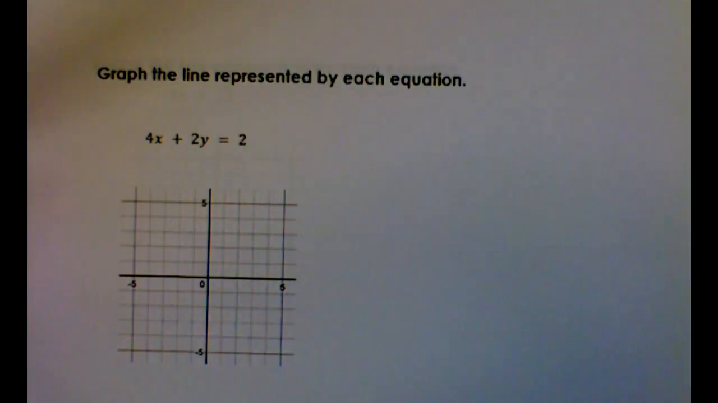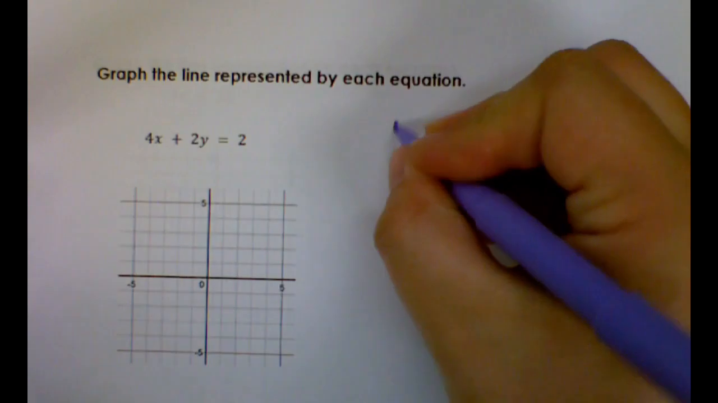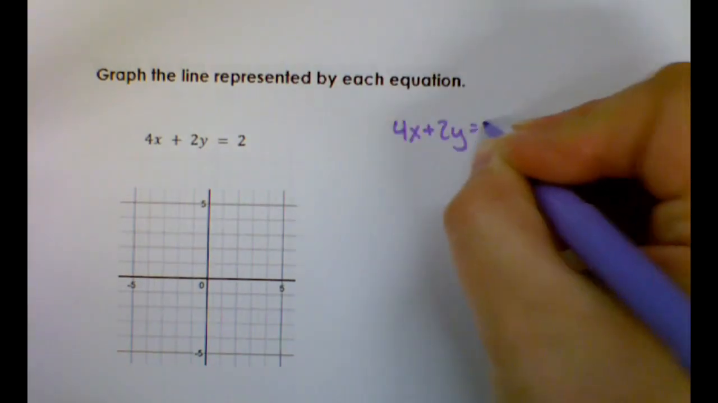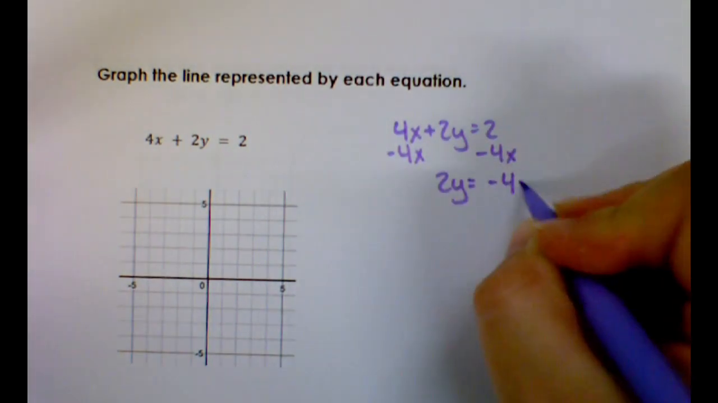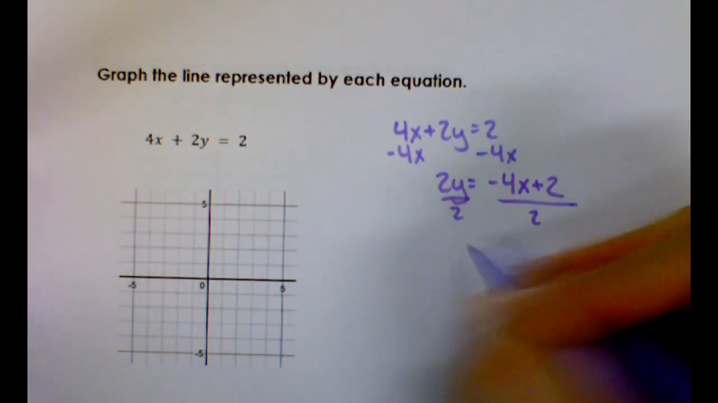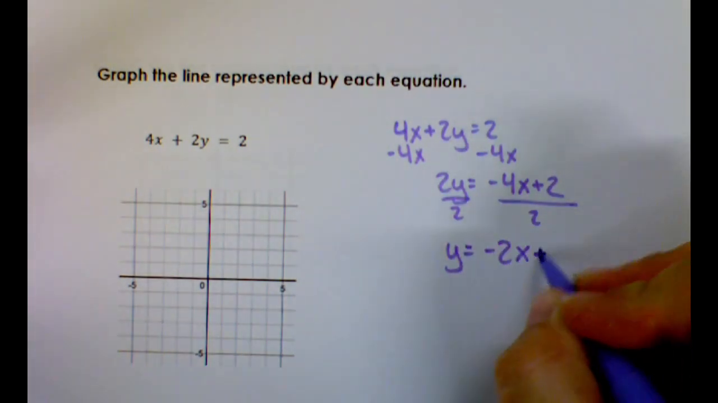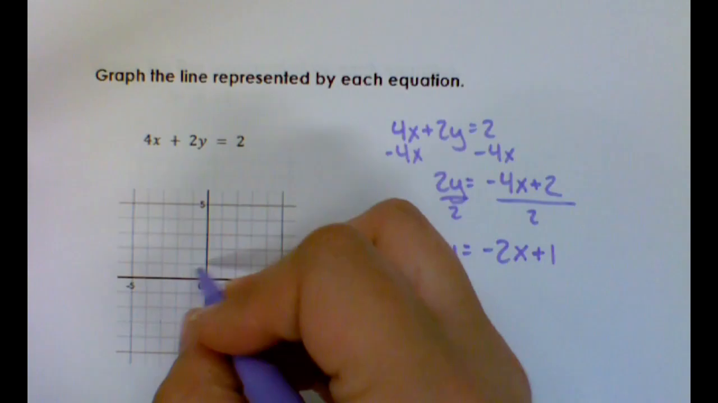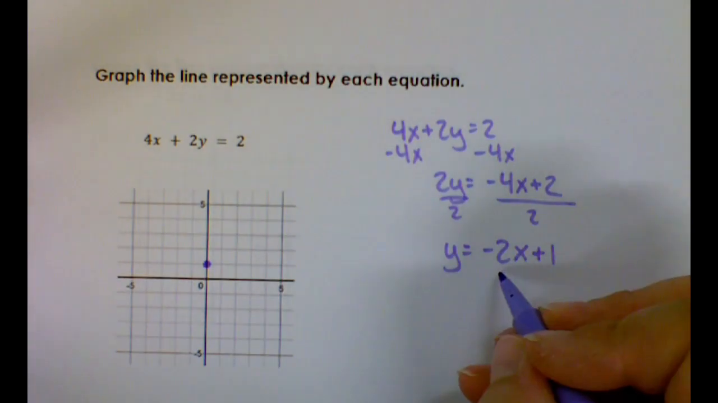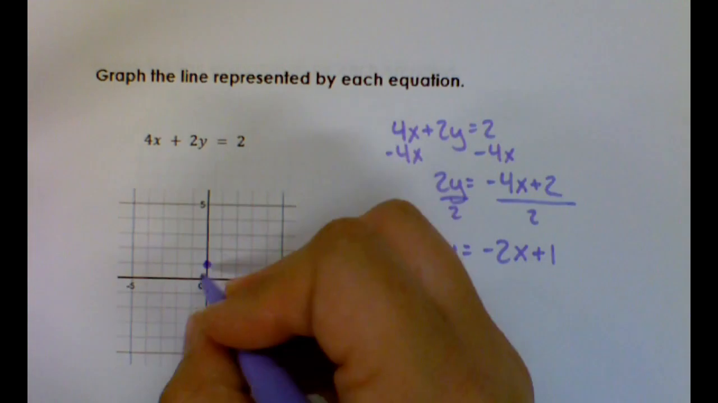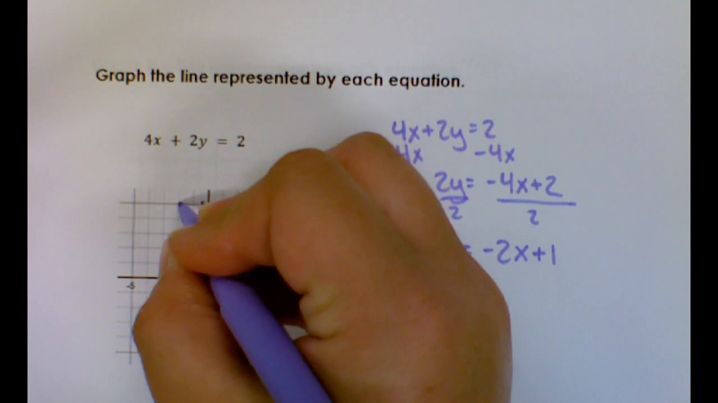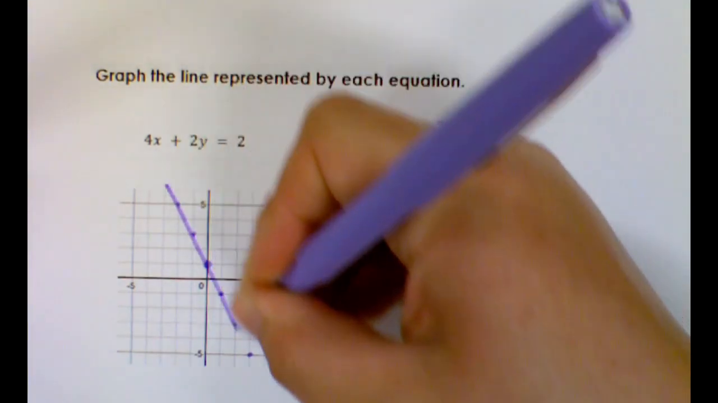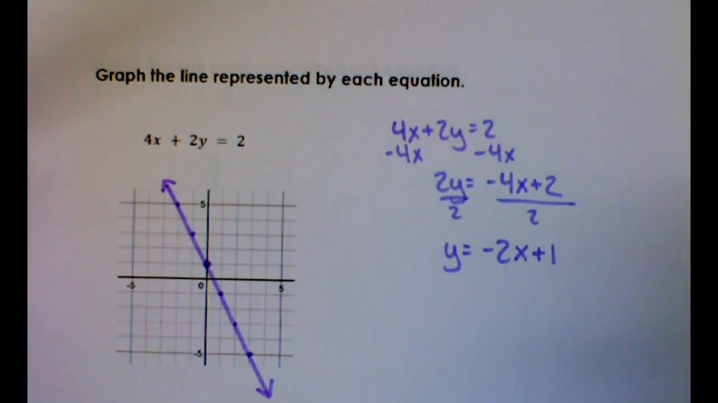Alright, let's graph this one. This one's not in slope-intercept form. So one option is to put it in slope-intercept form. Take my equation, subtract the x's over, and divide by 2. Y equals negative 2x plus 1. Now I know my y-intercept is 1. My slope is negative 2, so that's rise negative 2, run 1. So I go down 2, right 1, down 2, right 1, down 2, right 1. Or up and left, up 2, left 1. Connect all my points. And there we go.